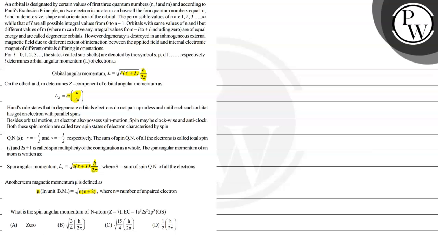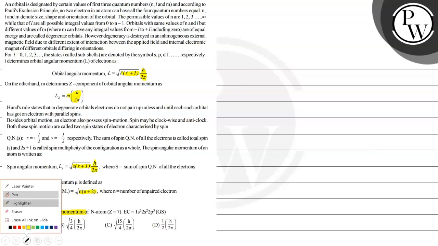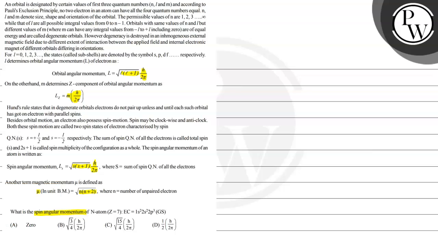So the question is, what is the spin angular momentum of nitrogen atom? Atomic number is equal to 7, where electronic configuration is 1s2, 2s2, 2p3 in ground state. So let us solve this question, and here the key concept is quantum mechanical model of atom.